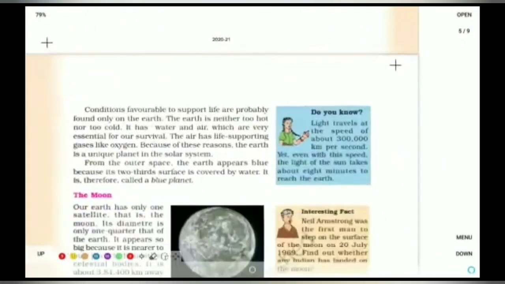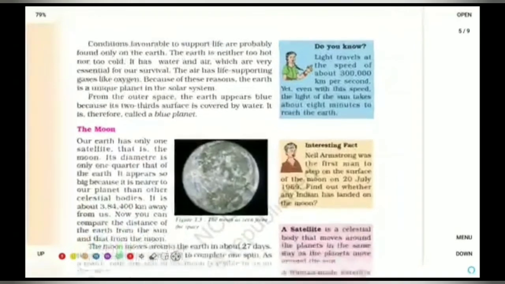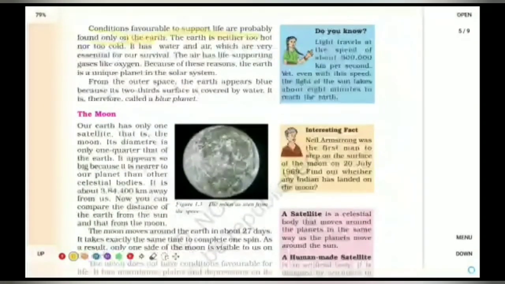Conditions favorable to support life are probably found only on the Earth. What do you mean by it? Like oxygen, we have water, we have nature, etc. These are the things which support our life. But all these components are found only on Earth, not on other planets.